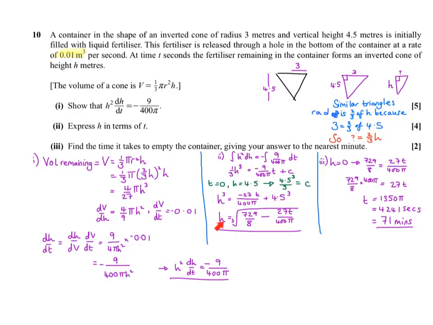For this to equal 0, the bit under the square root has to be 0. In other words, 729/8, take this, is 0. And that will only happen when they equal each other. So I've put them equal to each other, I've rearranged, and I get t is 4,241 seconds. Change that into minutes, nearest minute, 71 minutes.